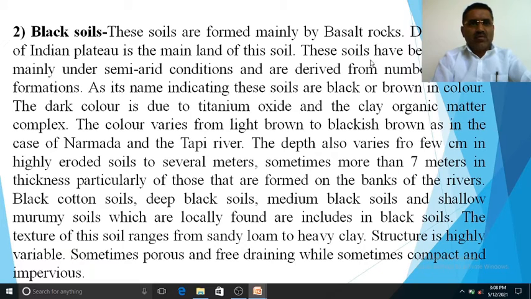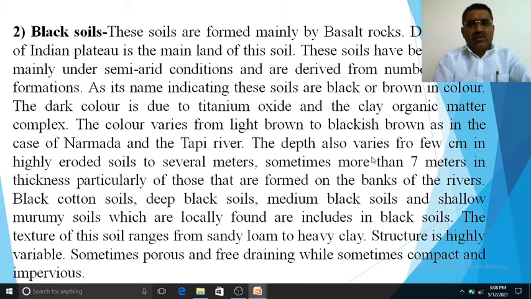These soils have been formed mainly under semi-arid conditions and are derived from a number of rock formations. As its name indicates, these soils are black or brown in color. The dark color is due to the titanium oxide and the clay organic matter complex. The color varies from light brown to blackish brown, as in the case of the Narmada and the Tapi river. Means it gets changed, blackish, somewhere grayish, and many processes occur over a period, and that's why the color gets changed.